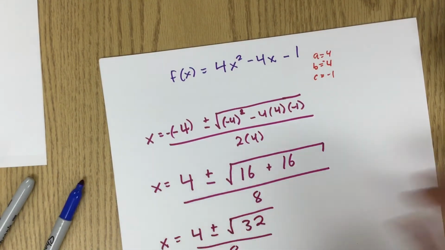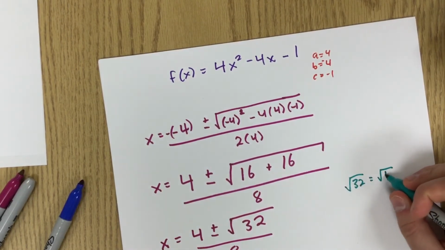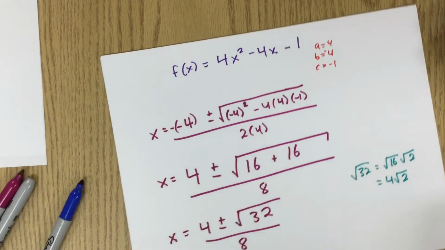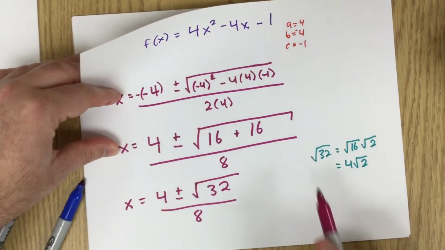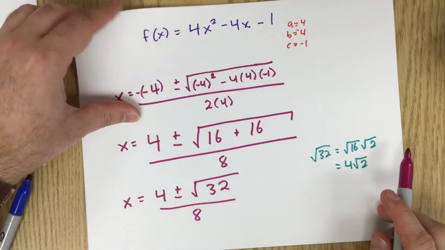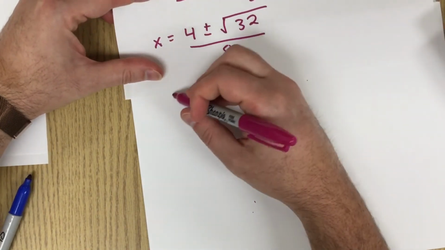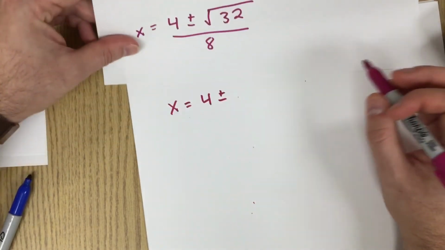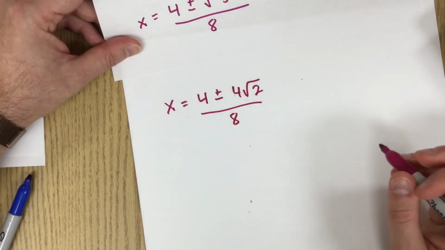We're going to have to do some side magic here. So we're going to simplify root 32. Root 32 is root 16 times root 2, which is 4 root 2. So then we get x equals 4 plus or minus 4 root 2 over 8.